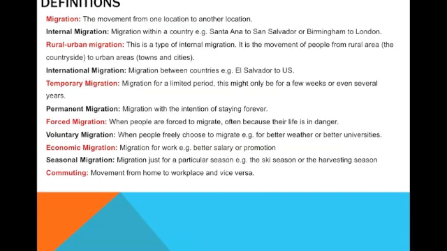There's also economic migration, which is when you migrate for work. For instance, you want a better salary or you need to migrate for a promotion. There's also seasonal migration, which is when you migrate just for a particular season. For instance, the ski season. There's also commuting, which is not really migration, but commuting is when you move from your home to your workplace and vice versa, and it means that it's fairly far away, so it could be in different cities. Then you would be commuting.